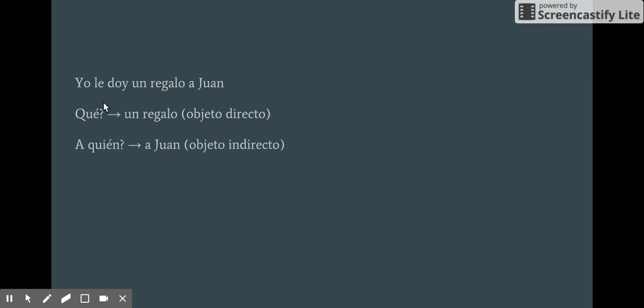Here's another example. Yo le doy un regalo a Juan. I give a present to Juan. So we ask the question, ¿qué or what do I give, or qué doy? Un regalo. So in this sentence, un regalo is the direct object. And if we ask the question, ¿a quién or to whom? ¿A quién le doy un regalo, or to whom do I give a gift? A Juan. So in this case, Juan would be the indirect object of the sentence.